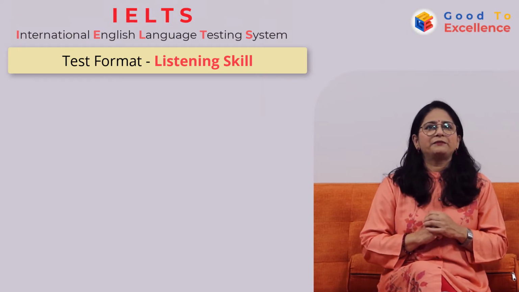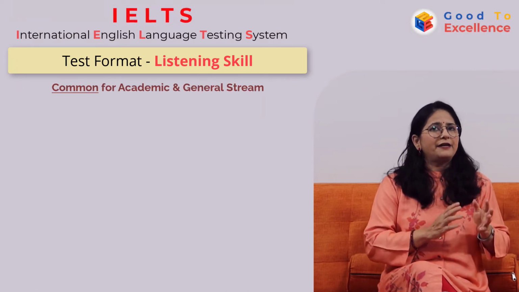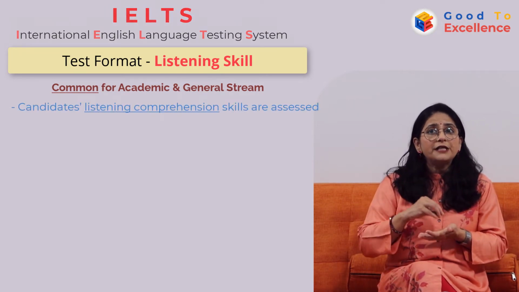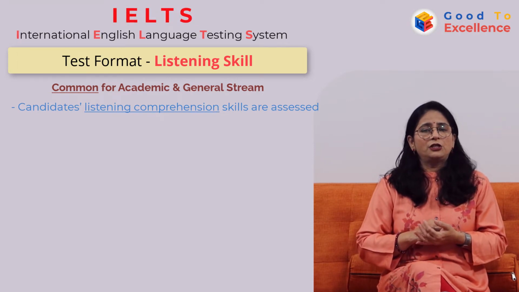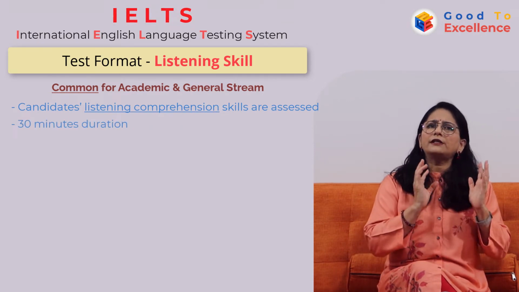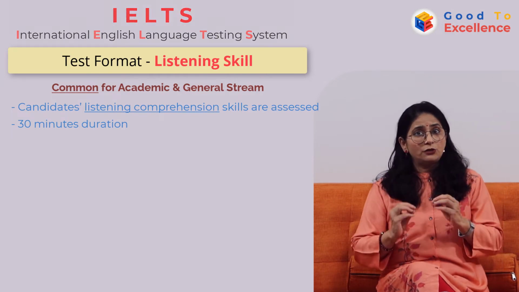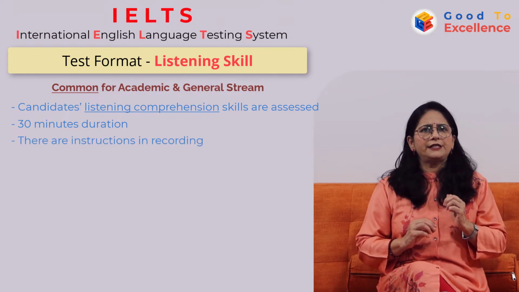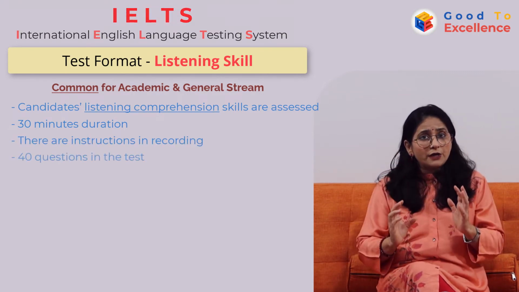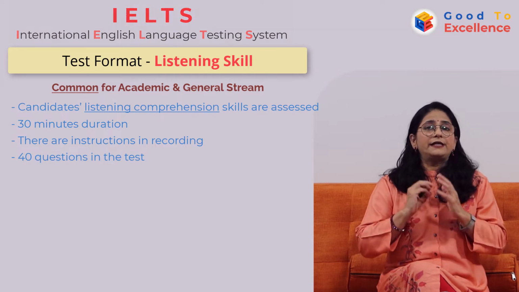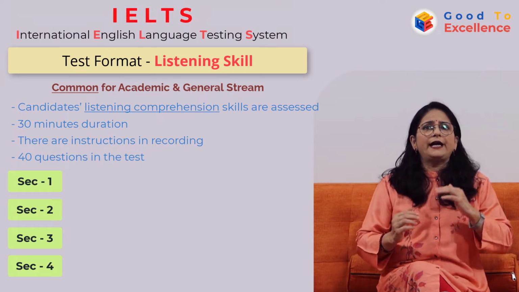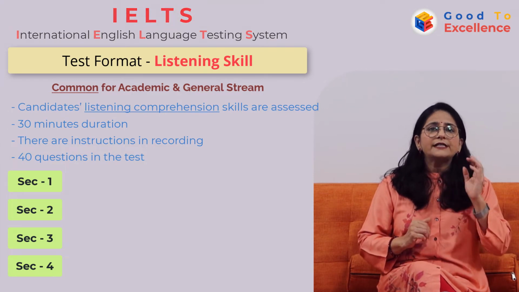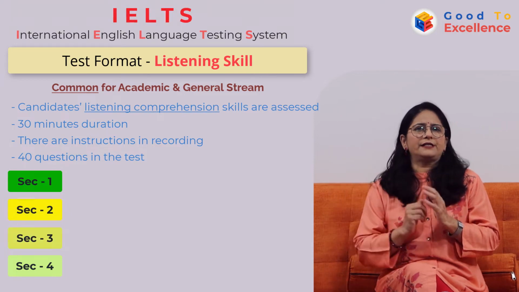First, listening. It is the same for academic and general candidates. Here, candidates' listening comprehension skills are assessed. The whole test lasts for 30 minutes. This includes listening and reading time. You hear the instructions in the recording and you get 40 questions in the test. The test has 4 sections and each section has 10 questions. Also, the sections get progressively difficult.